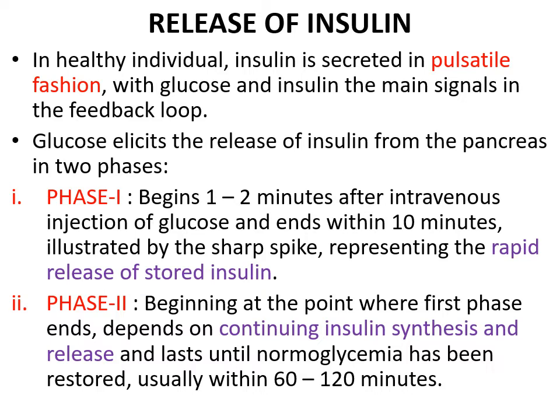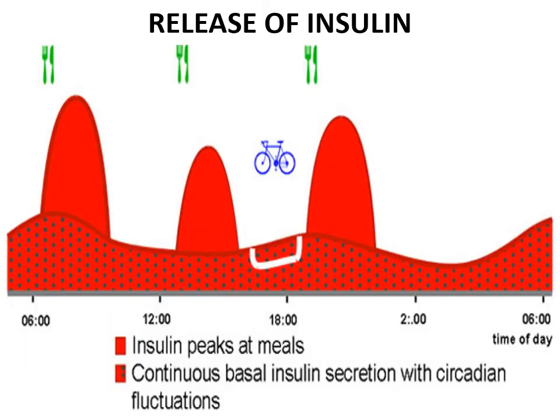Phase 2 begins at the point where the first phase ends, depends on continuing insulin synthesis and release, and lasts until normoglycemia has been restored, usually within 60 to 120 minutes. So this is the graphical representation of the release of insulin. Insulin peaks at meals, and there is a continuous basal insulin secretion with circadian fluctuation.